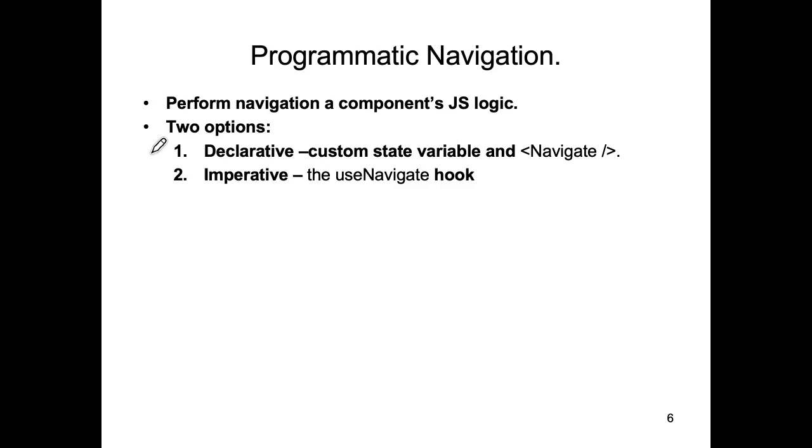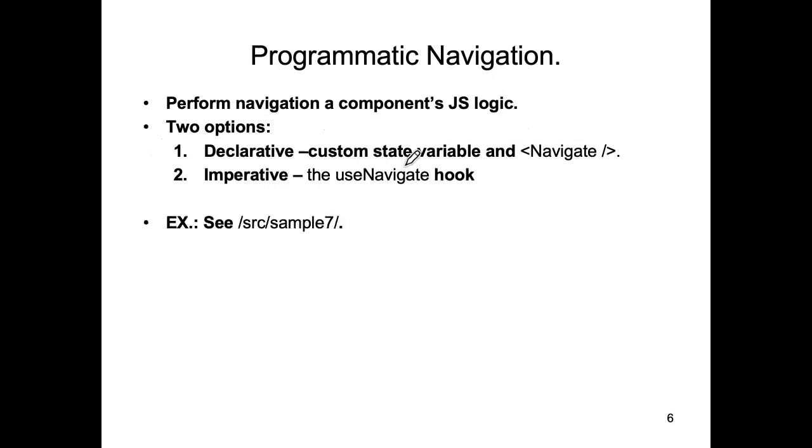So with the declarative approach, you have to use a custom state variable, just a state variable, and you also use a component provided by the React Router library called the navigate component. And we'll see an example of this in a second. In the imperative approach, there is a hook provided by the React Router library called use navigate.